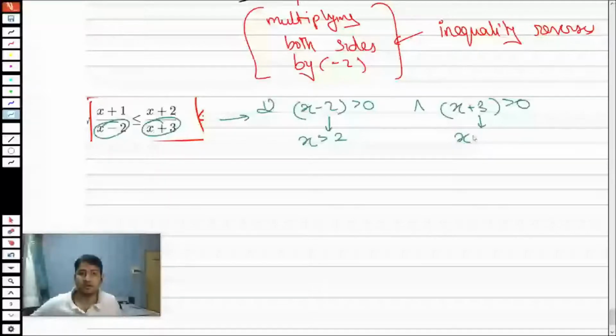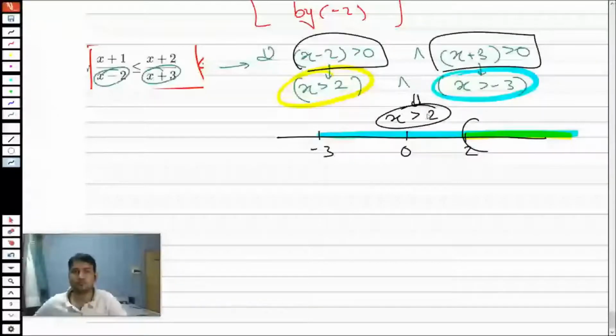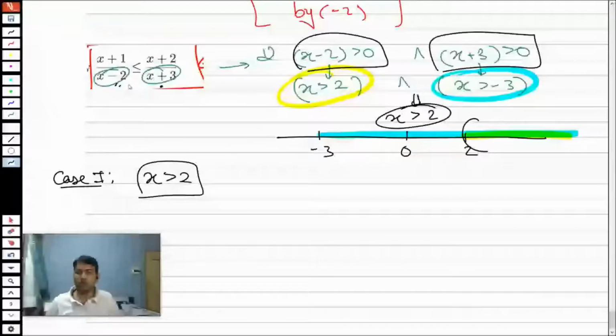So on the real number line, this is your 0, this is minus 3, this is 2. So x greater than 2 is this region, and x greater than minus 3 is this region. So the intersection is this. So this is basically x greater than 2. Alright? So case 1 is essentially the intersection of these two things, x greater than 2. So x is greater than 2, when you make such a case, both these things are positive, so in that case, you can cross multiply without any problem.